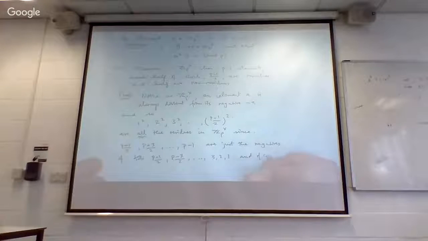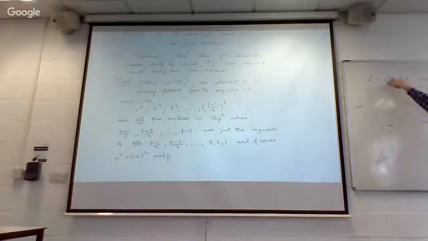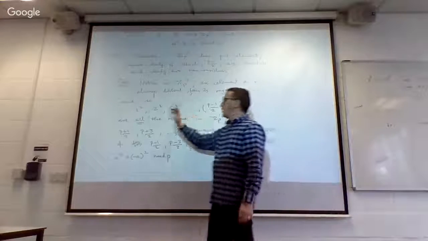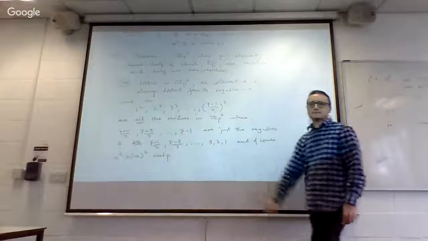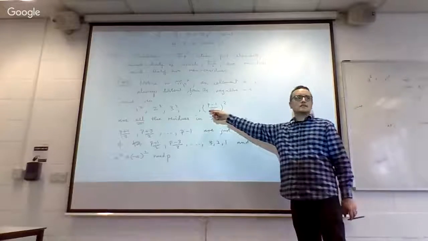Of course, a squared is always congruent to minus a squared. So that's trying to write down precisely just this insight. Okay? That these numbers here are all of the residues. If you're looking for a residue, you will find it on this list.